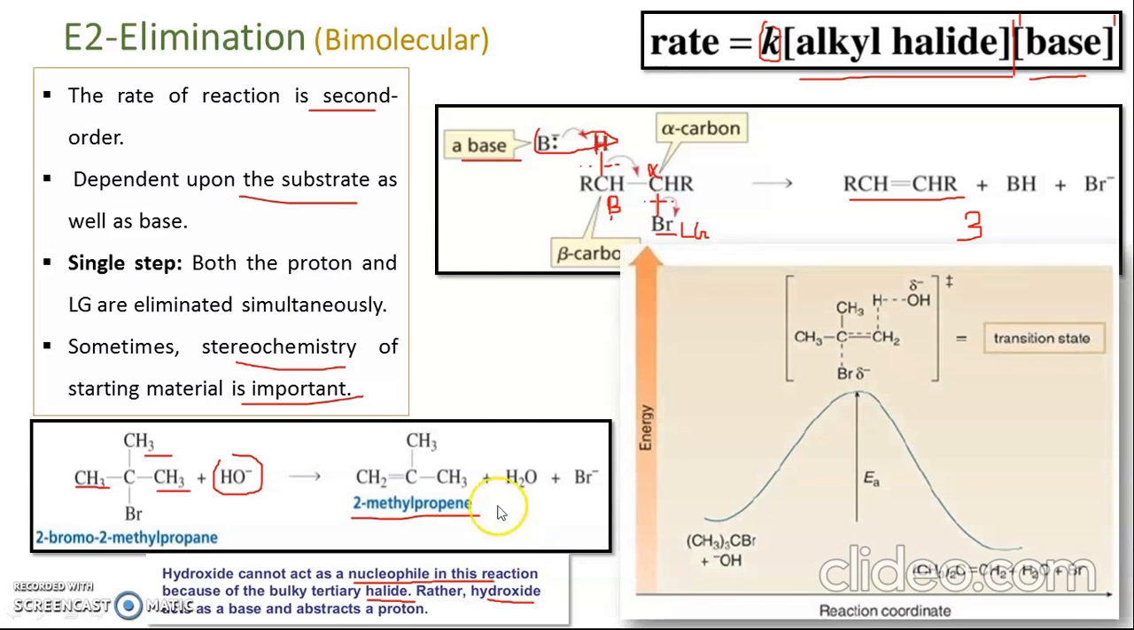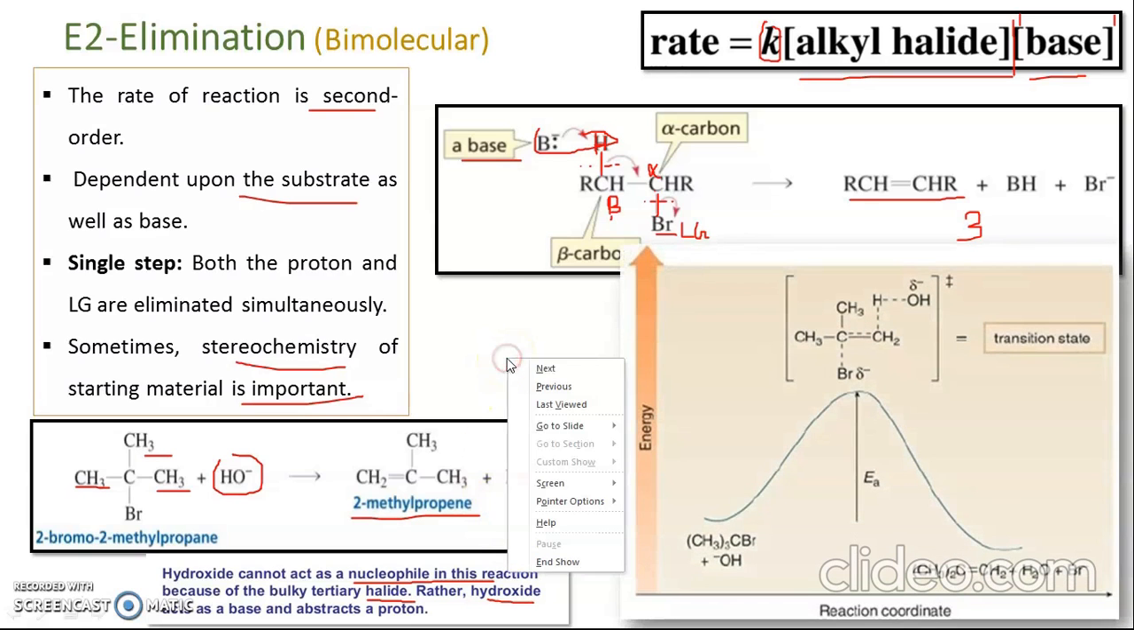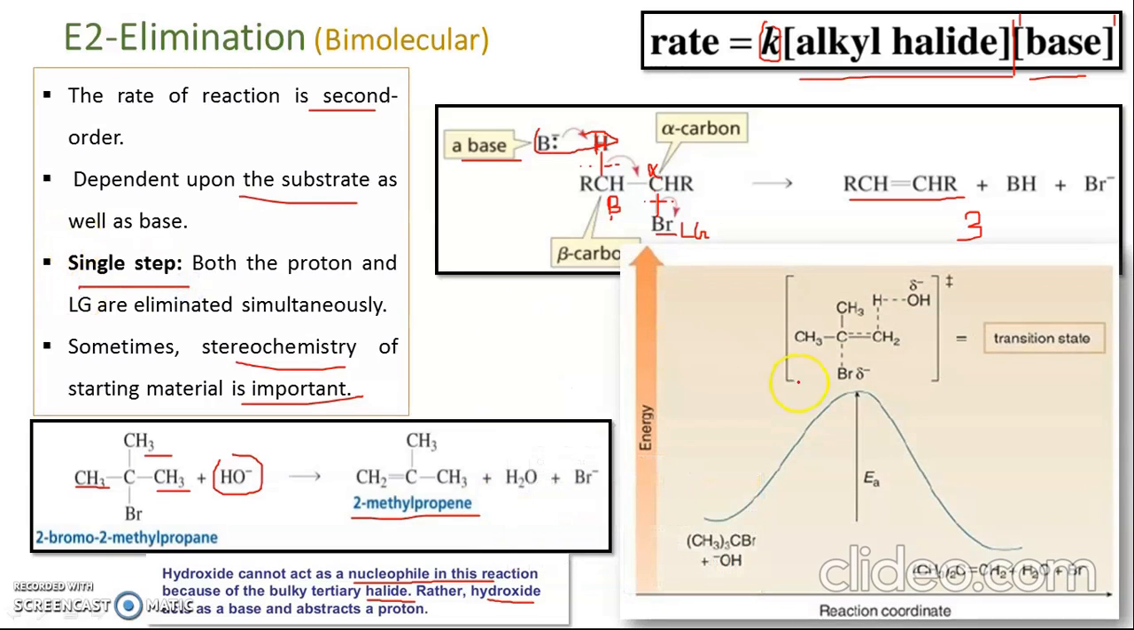Next we will see the transition state for this reaction. As I have said, this is a single step, so obviously there is no intermediate. This is our transition state. You can see there are a total of 4 dotted lines. The bond formation between this hydrogen and oxygen, the bond breaking of C and H, the new bond between these two carbons, and the bond breaking between this carbon and bromine are all going on simultaneously. So this is a transition state.